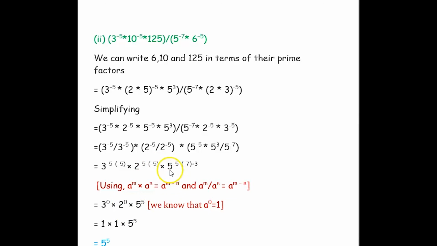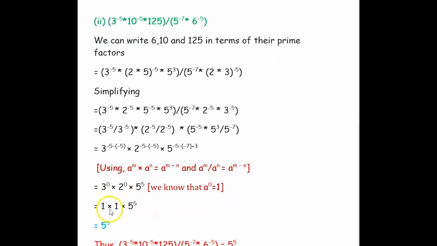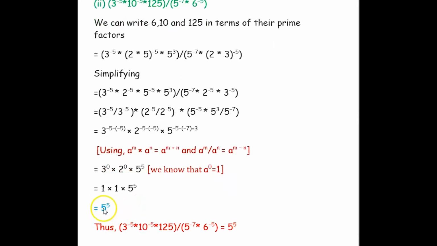So if you come to the base 5, it will be negative 5 plus 3 because it's in multiplication, and then minus negative 7. So 5 minus negative 7 will become 2, and then 2 plus 3 will become 5. So 5 raised to the power 5. We know that any number raised to the power 0 is 1. So 1 into 5 to the power 5. So finally the answer is 5 raised to the power of 5.